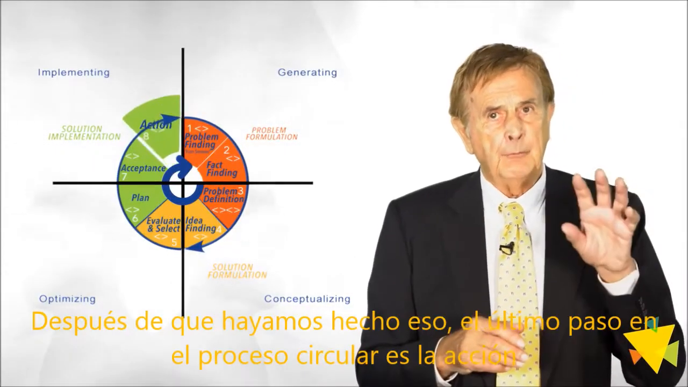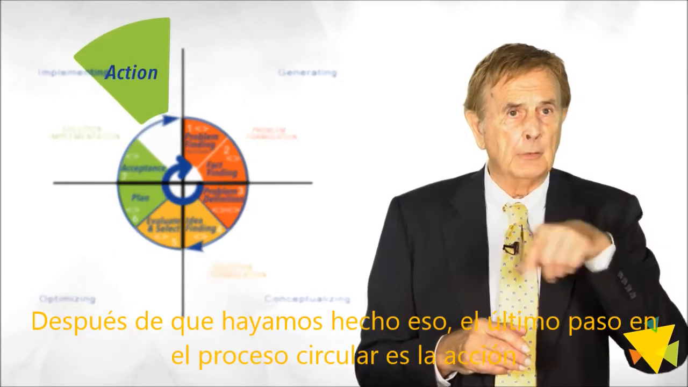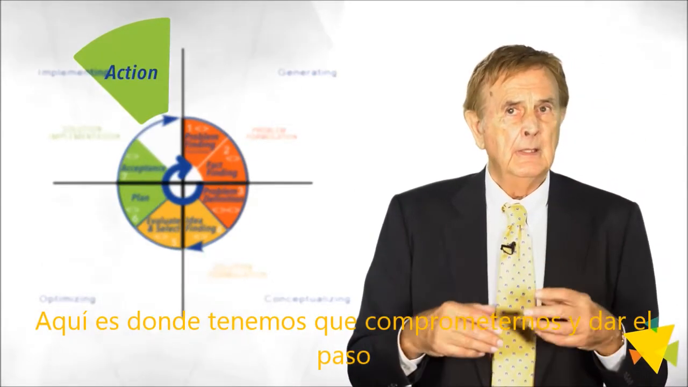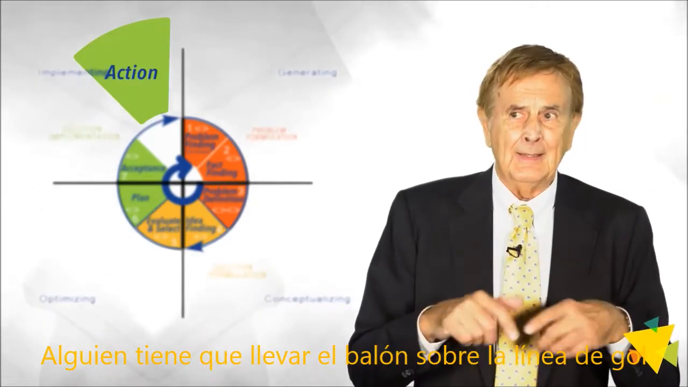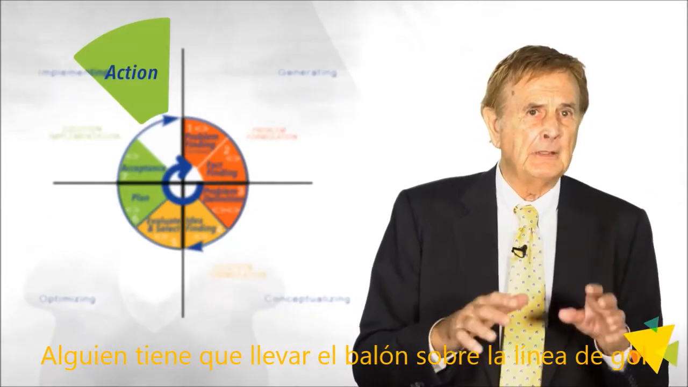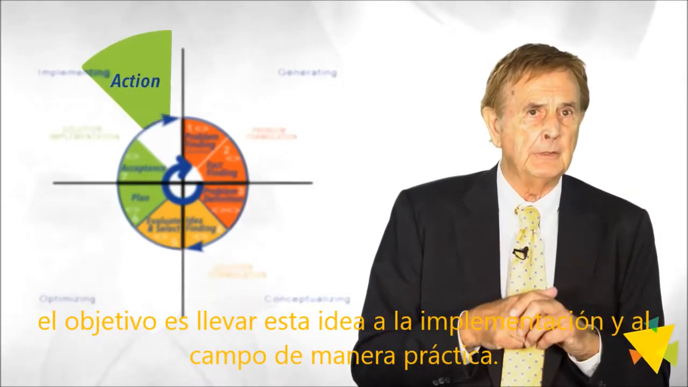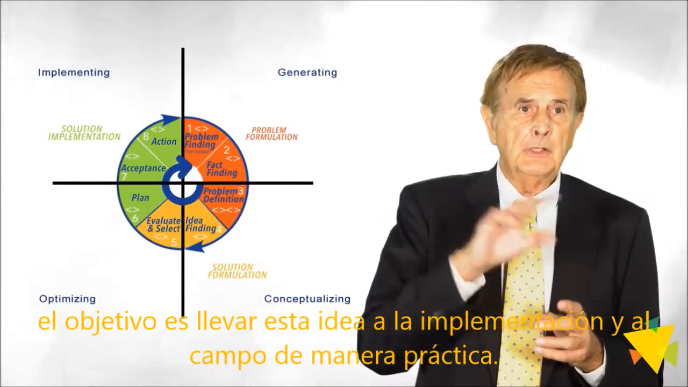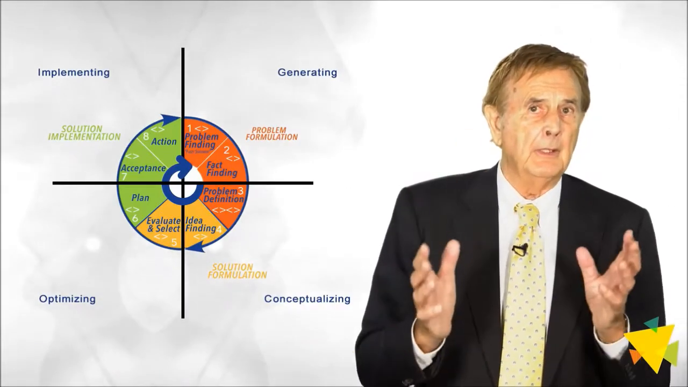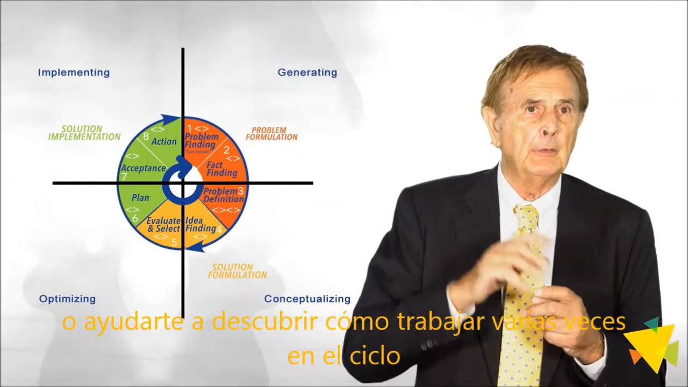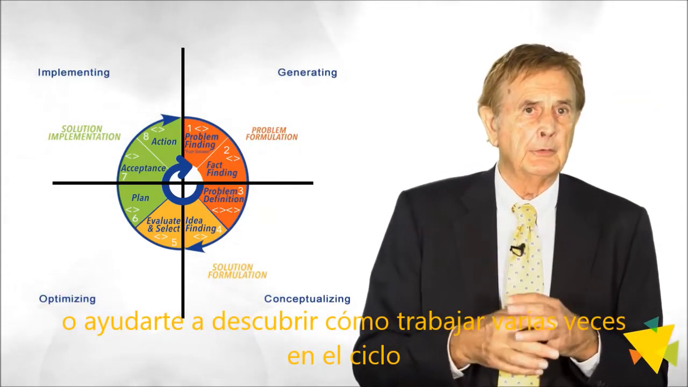After we've done that, the last step in the circular process is action, and this is where we have to commit and take the plunge. And if you don't, somebody has to take the ball over the goal line, and the idea is to get this new idea into implementation and into the field. Once you've done that, you can go around the wheel again, because whatever happens will trigger new possibilities or help you figure out how to work your way through several times through the wheel.